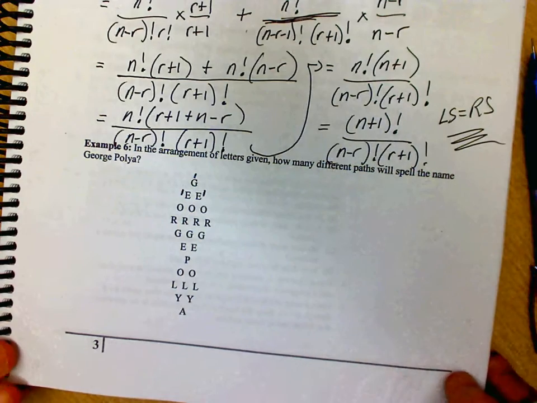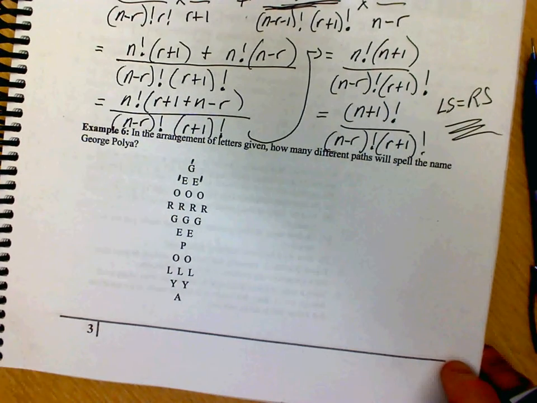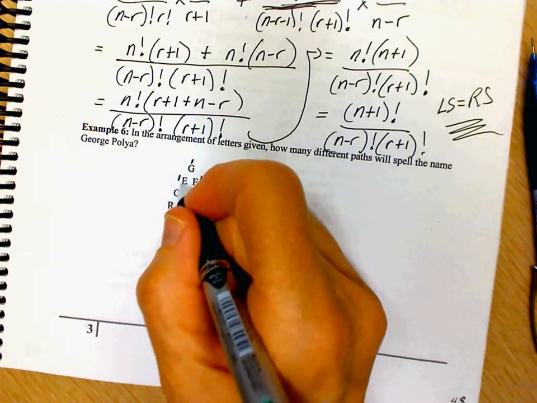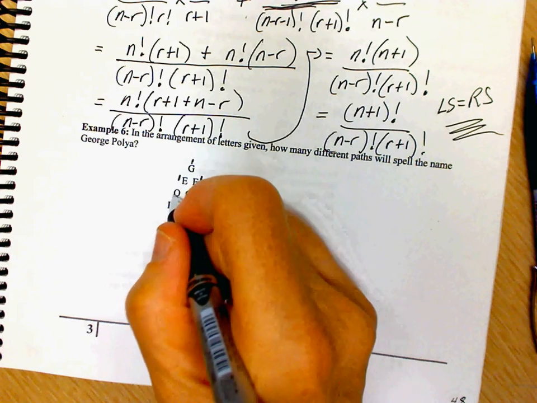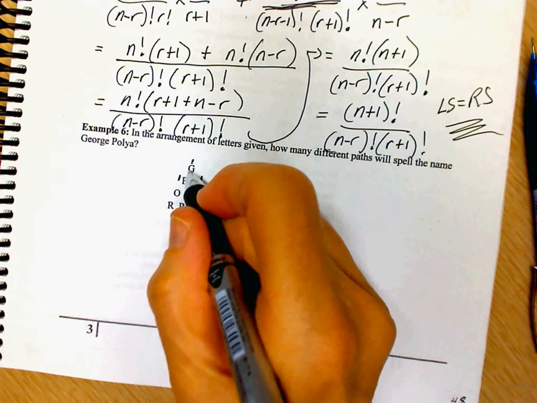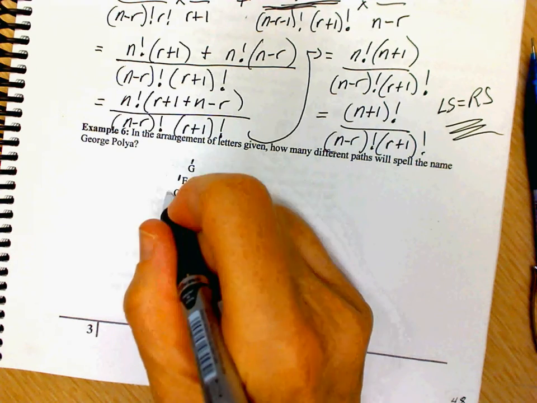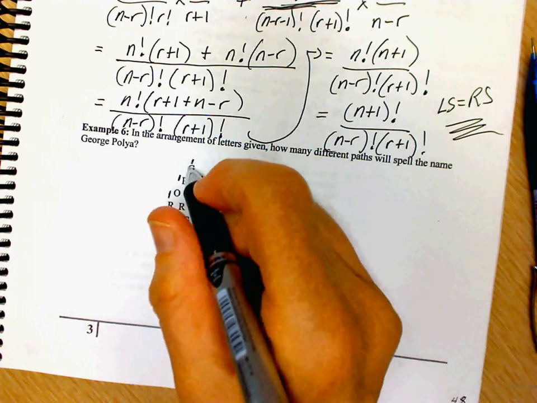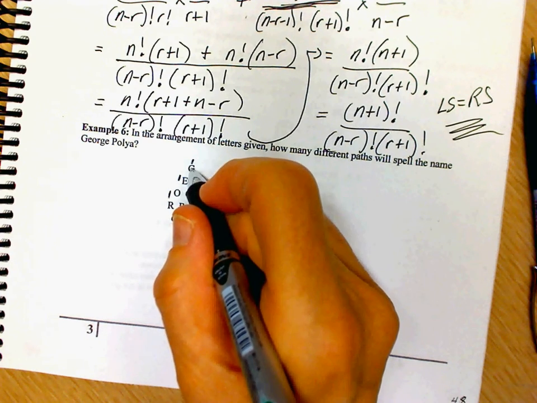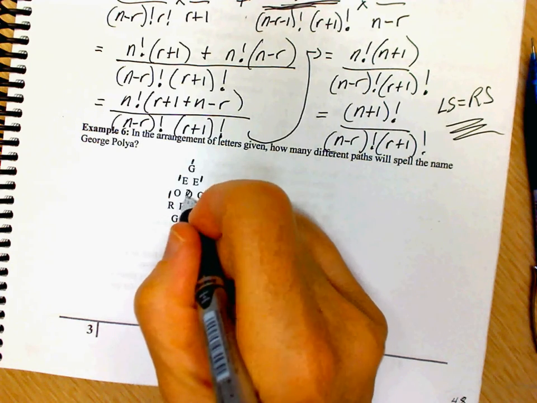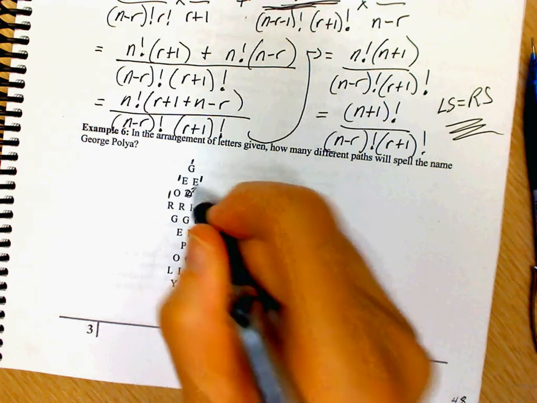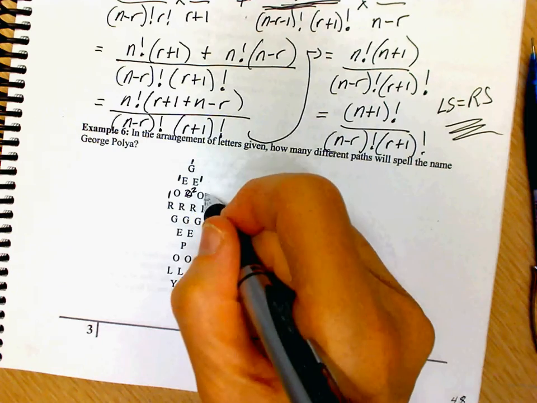Now to get this O from E, it has to be diagonal, so I can't go that way, right? I can only go this way. So 1. To get to this O, there's two ways. I could go G-E-O or G-E-O. So 1 plus 1 is 2. I'll put a 2 there. And 1 plus 0 is 1. Do you see how we're getting Pascal's triangle out of here?